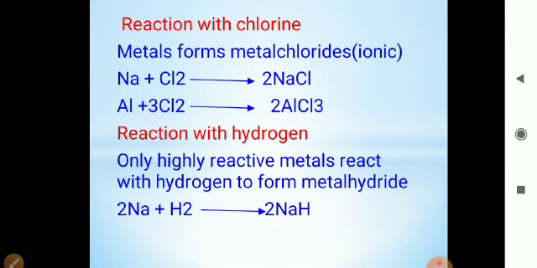Now the reaction of metal with chlorine. Metals form metal chlorides with chlorine. All the metals will form metal chlorides, but these compounds are ionic by nature. Now reaction with hydrogen. Only highly reactive metals react with hydrogen, because hydrogen itself is electropositive by nature. Though it is a non-metal, it is electropositive by nature. So only the highly reactive metals will react with hydrogen to form metal hydrides.